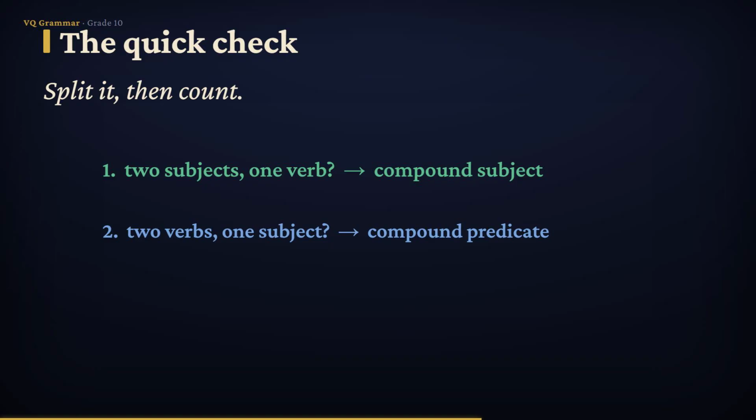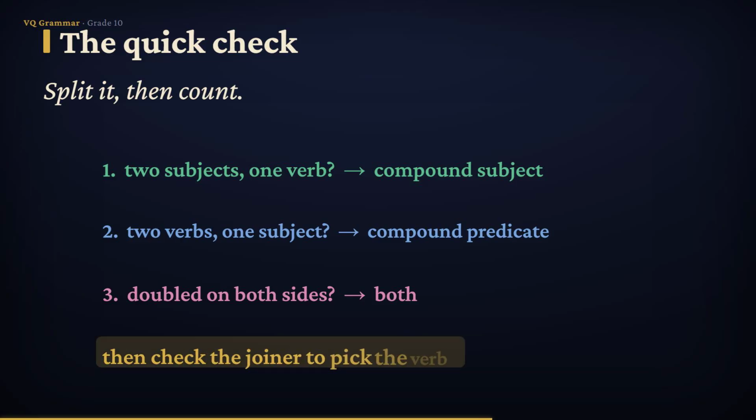Step 3. Is the sentence doubled on both sides at once? Then it is both. And once you have named the compound, then check the joiner to pick the verb. And means plural, while or and nor point you to the nearer subject. Ready to try some together?